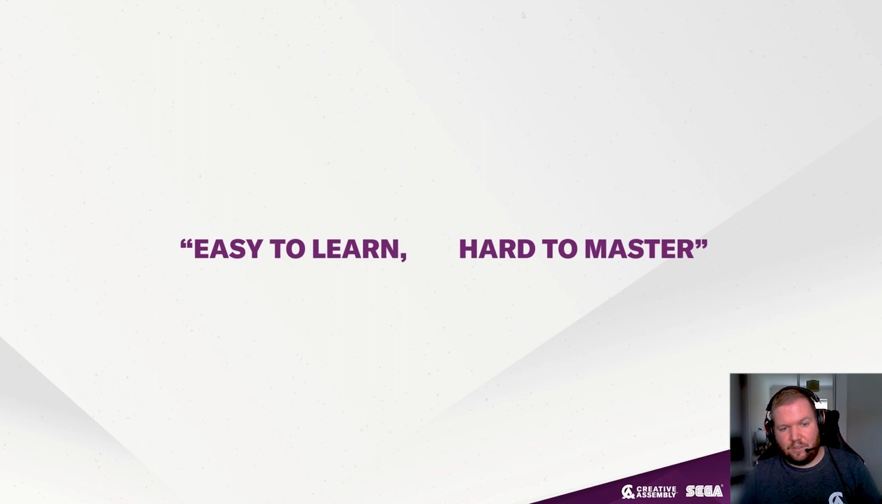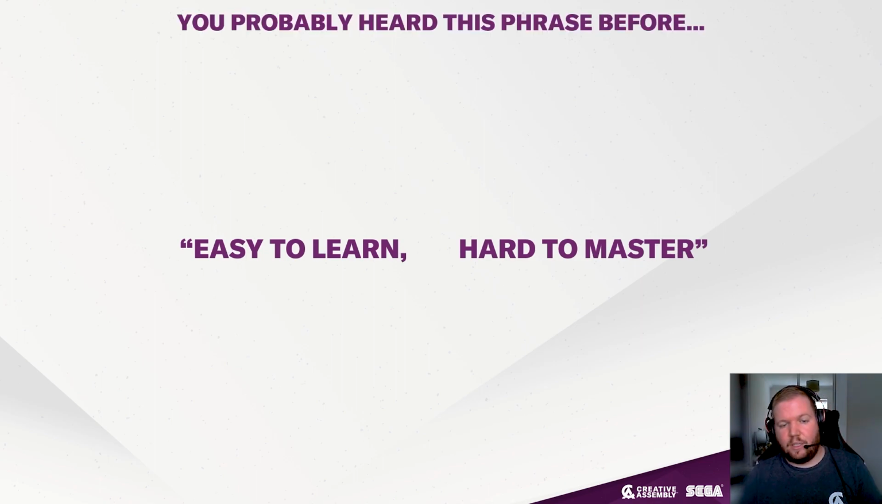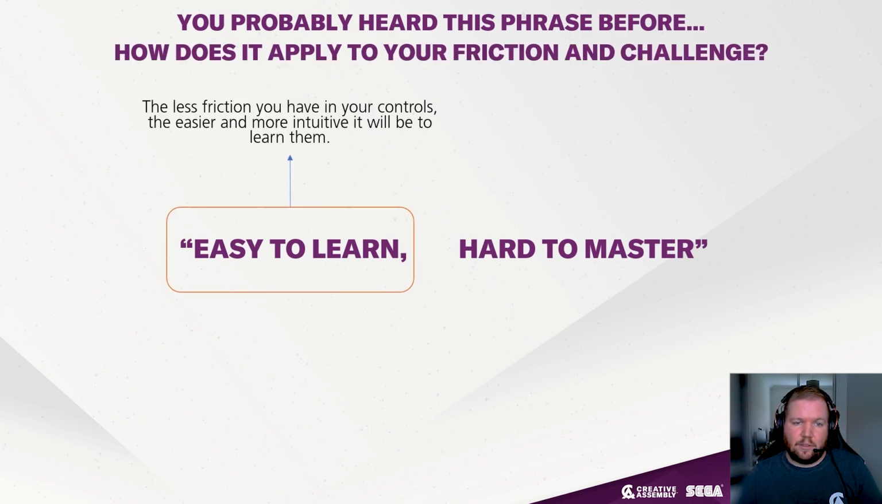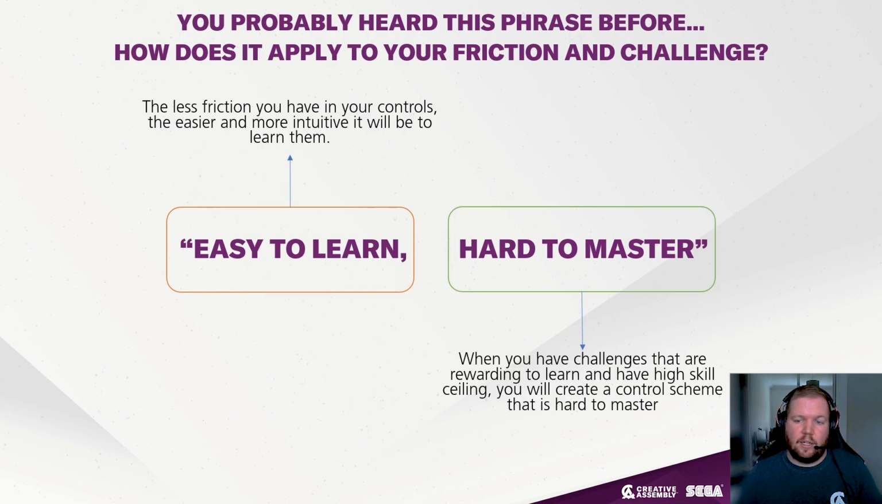This leads us to the dreaded sentence: easy to learn, hard to master. What does it mean in relation to friction and challenge? Easy to learn is basically that the less friction you have in your controls, the easier and more intuitive it will be to learn them. And hard to master is when you have challenges that are rewarding to learn and have high skill ceilings built into them.